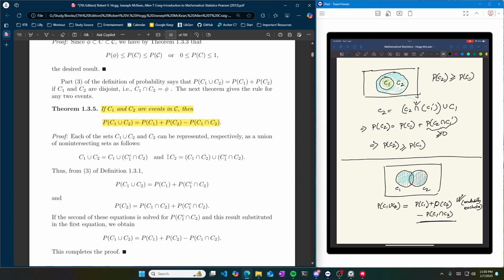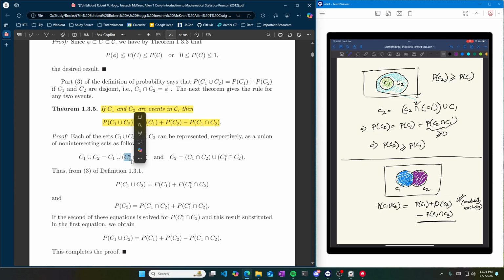Now the proof is also a union of non-intersecting sets. C1 union C2 is essentially C1 first. Essentially, how they're writing it is, first of all, they're segregating these portions. So first the C1 portion is this, and then they're taking the remaining portion as this. This is how the proof follows.